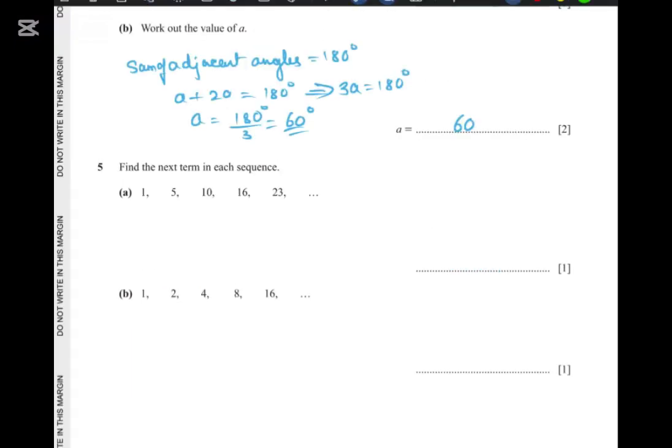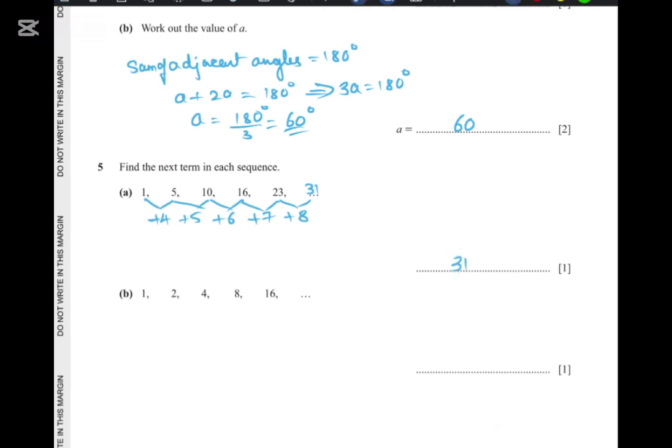Question number 5. Find the next term in each sequence. There are two sequences. Sequence given in A. When you see the difference here, 1 to 5, if I add 4, I get 5. Then if I add 5, I get 10. If I add 6, I get 16. If I add 7 to 16, I get 23. Then for the next number I need to add 8. So 23 plus 8 is 31. So the next number is 31.